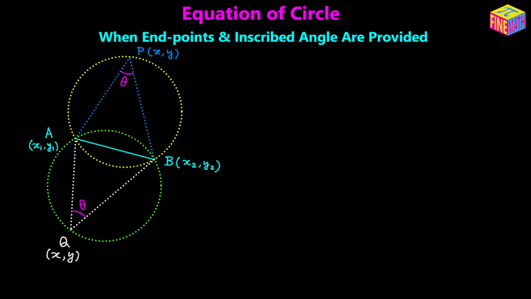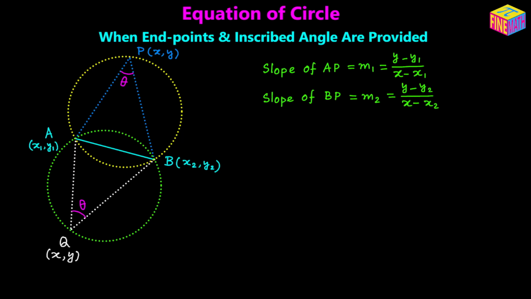First, let's find out what is the slope of the chord AP. Well, its slope will be y minus y sub 1 over x minus x sub 1, and let's call this slope m sub 1. Next, what would be the slope of the chord BP? Well, there again, if we call it m sub 2, that will be equal to y minus y sub 2 over x minus x sub 2.